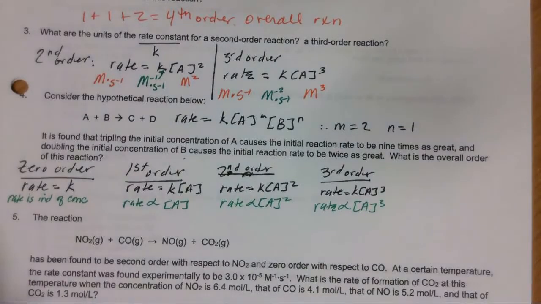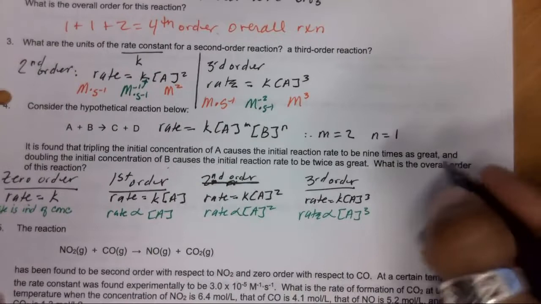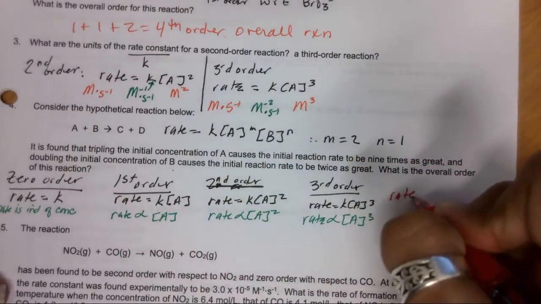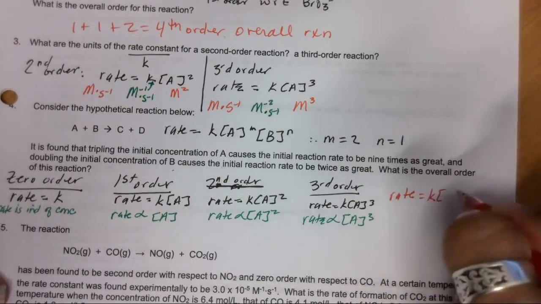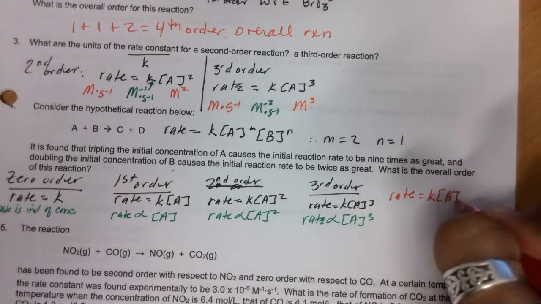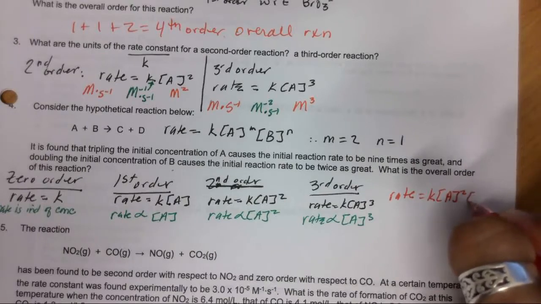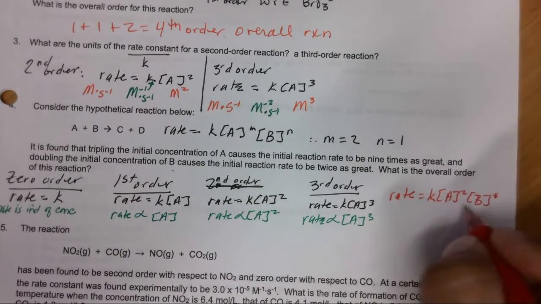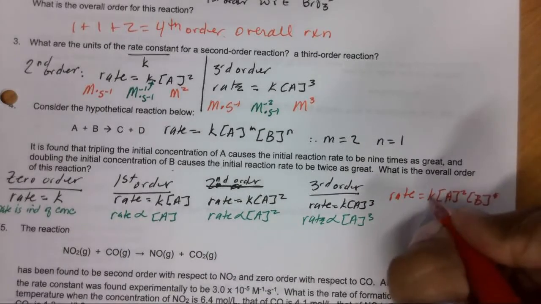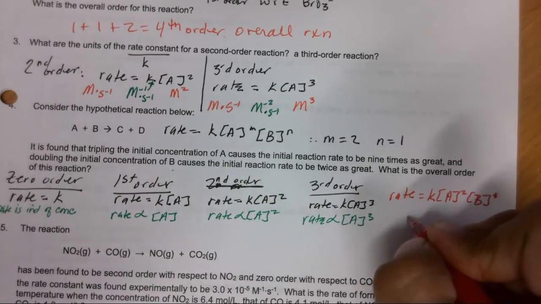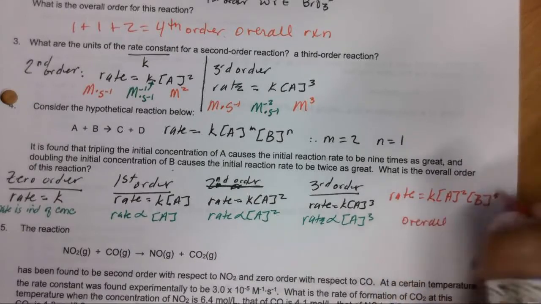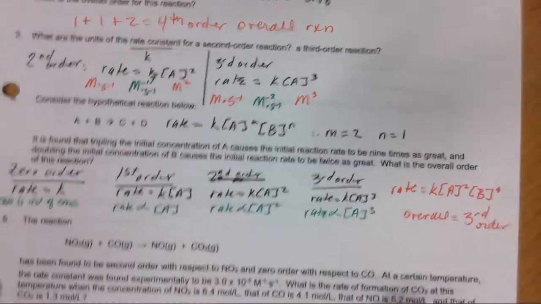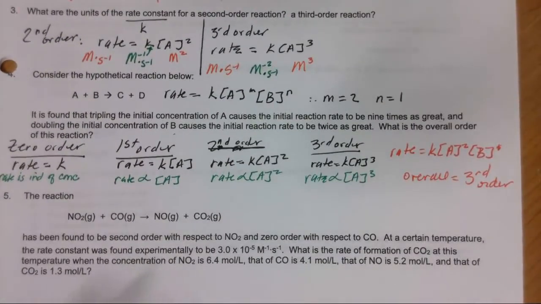So what is the overall order? Well, if the rate of this reaction is K times A squared times B, well, we don't write the 1, right? But that's 2 plus 1. The overall, this is a third order reaction, right? Because we add the exponents. The overall order is third order, okay?